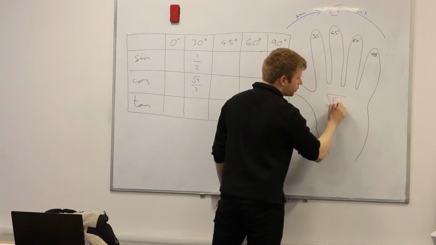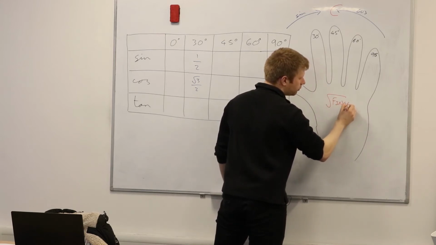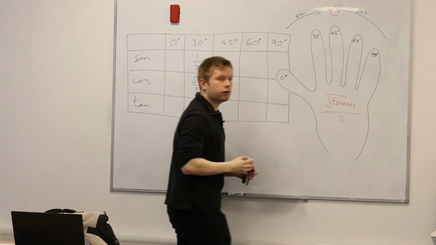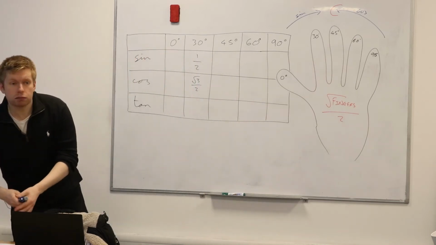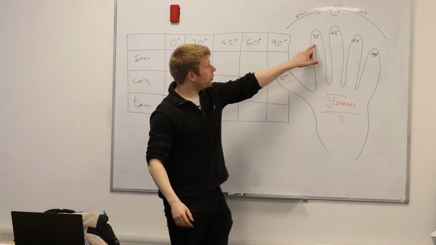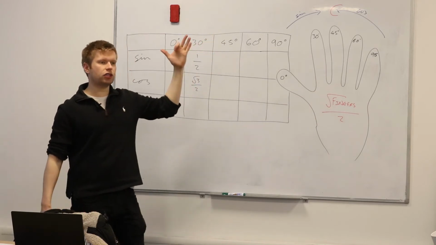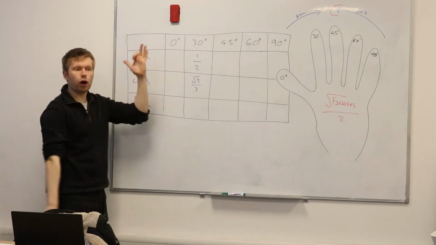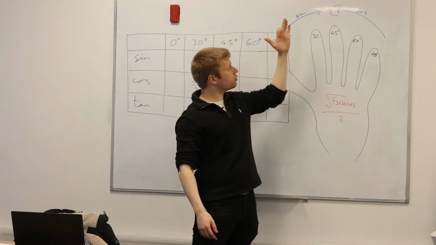Basically, I root the fingers which are up and I stick it over 2. Simple as that. So let's give this a go. I'm going to put my 30-degree finger down. So I want to find the sine and cos of 30. I want to verify that that works. Okay. So I'm going to put my 30-degree finger down.